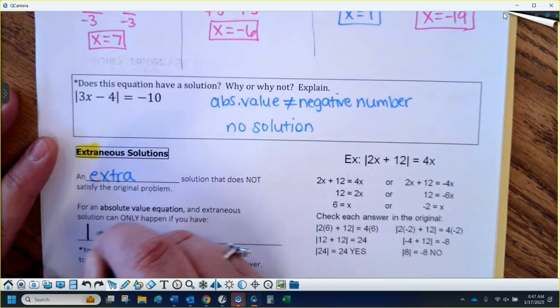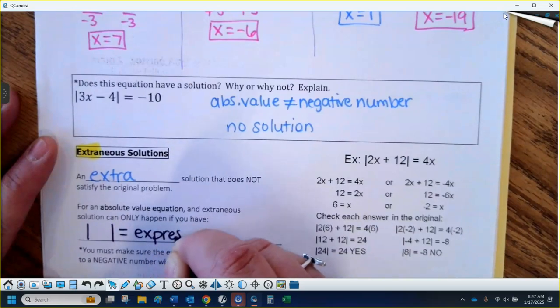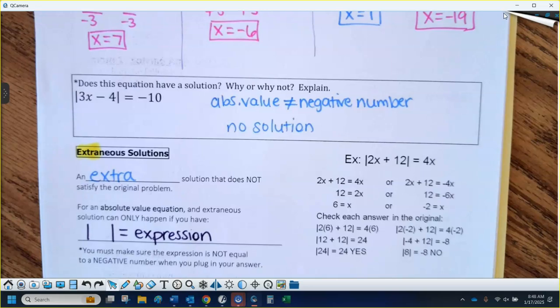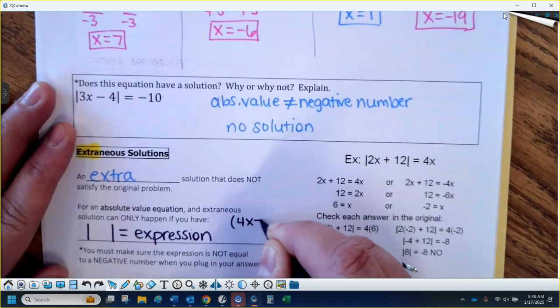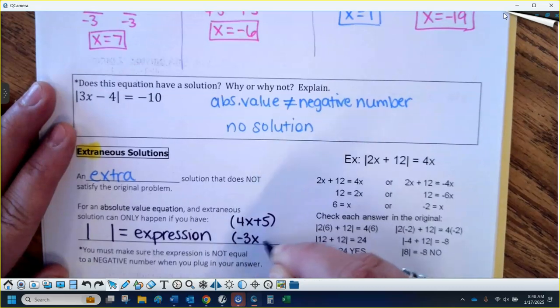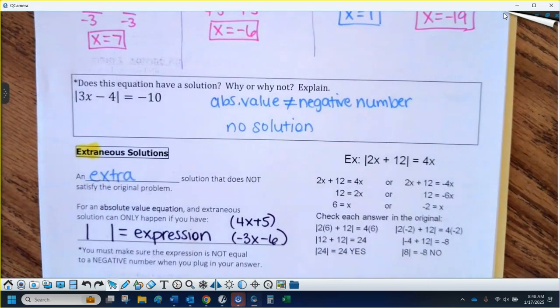If you have an absolute value equal to an expression. Now, what I mean by expression, it has to have a variable. So something like your absolute value equals, I'm just going to make something up, like 4x plus 5, or your absolute value equals negative 3x minus 6, or something like that. That would be an expression. So it's got to have a variable in it.